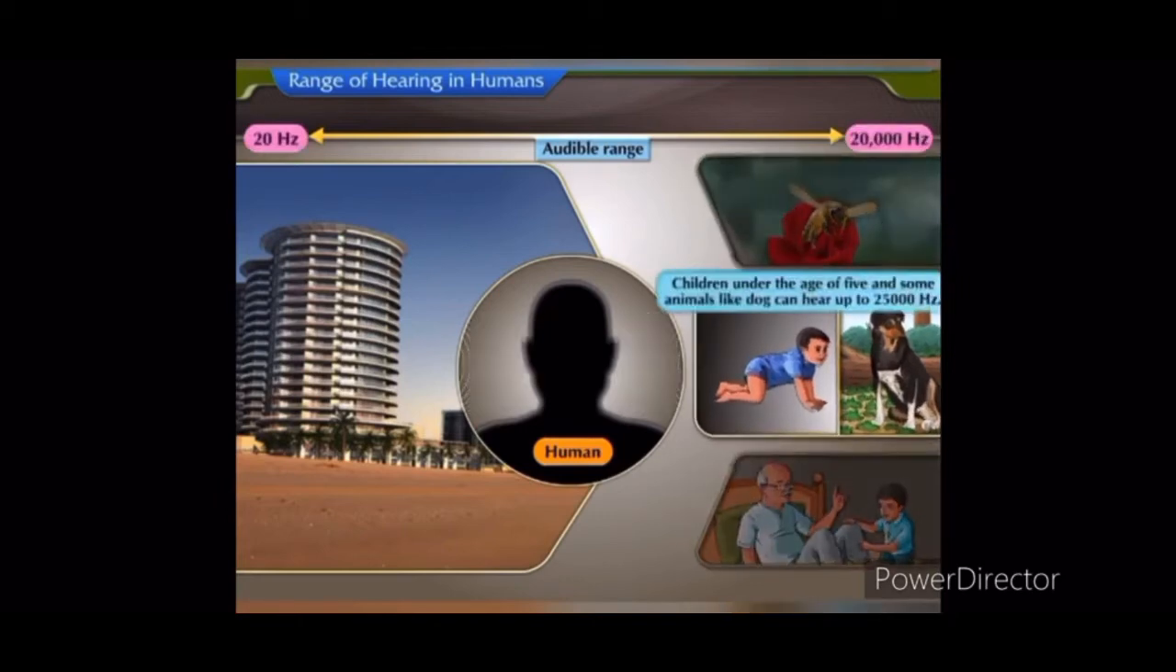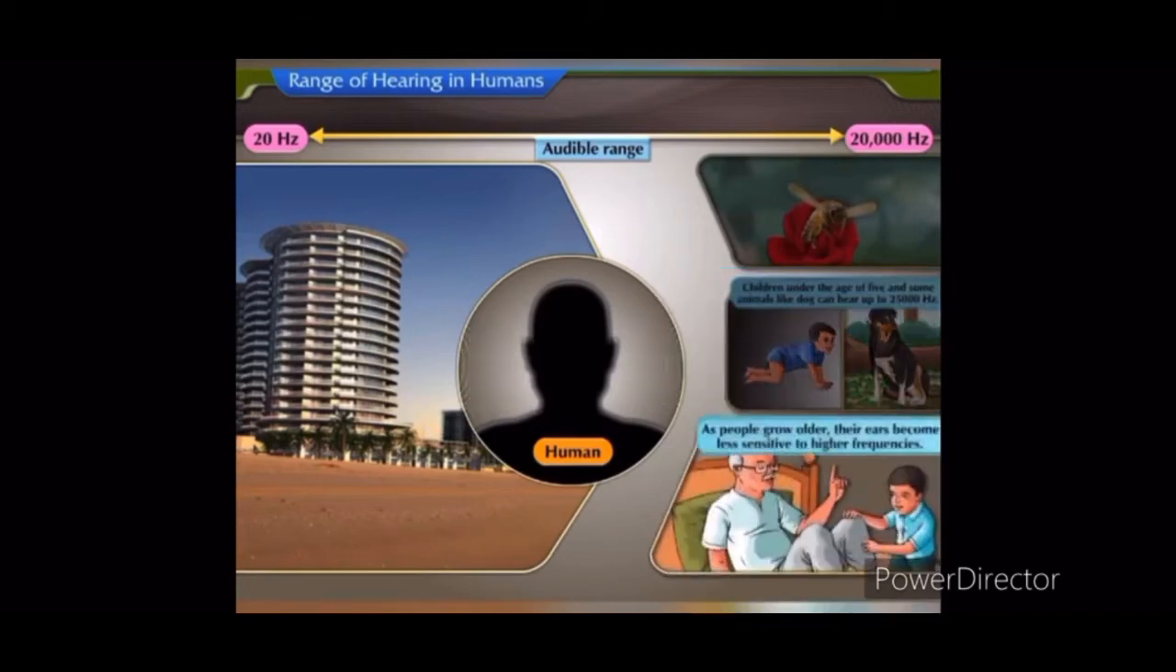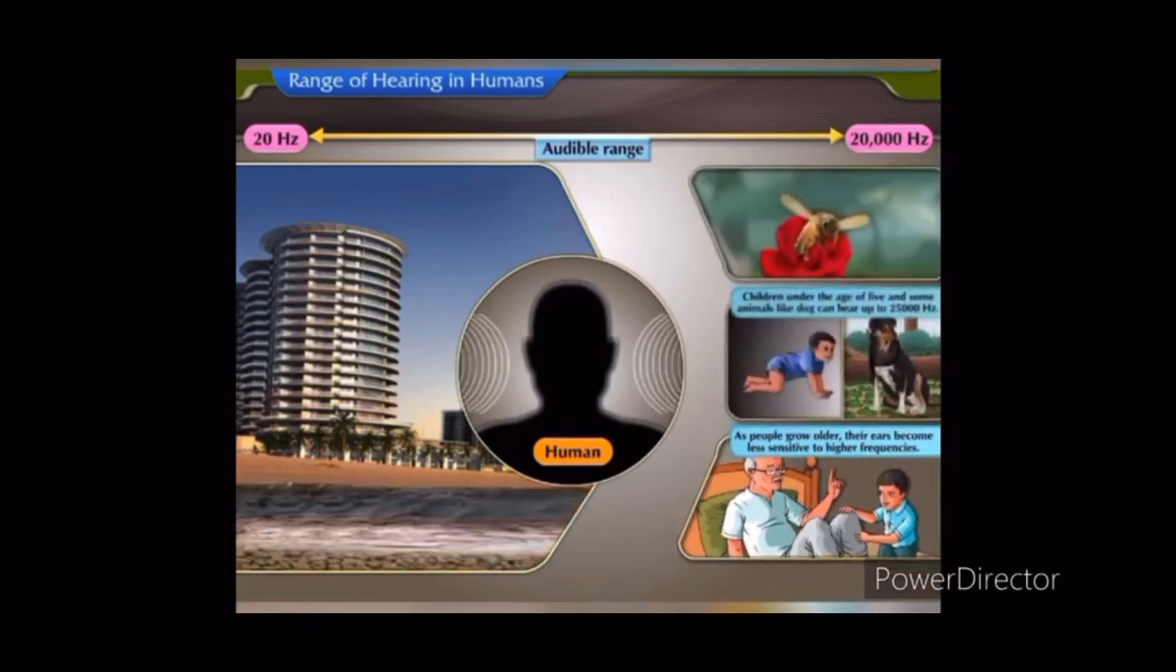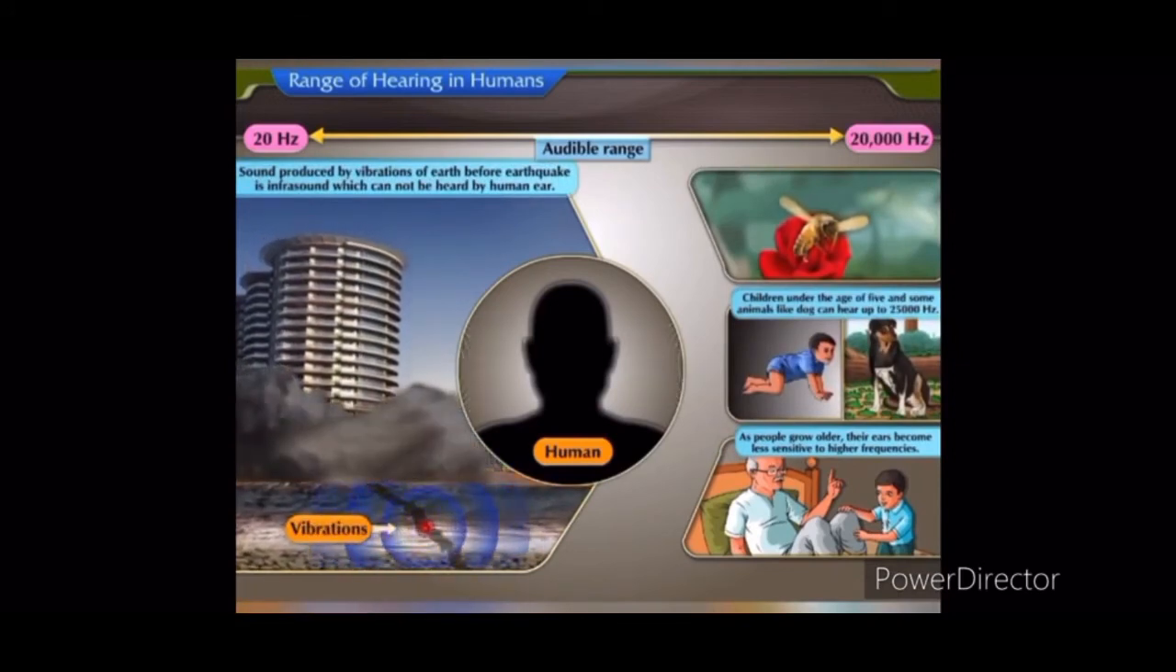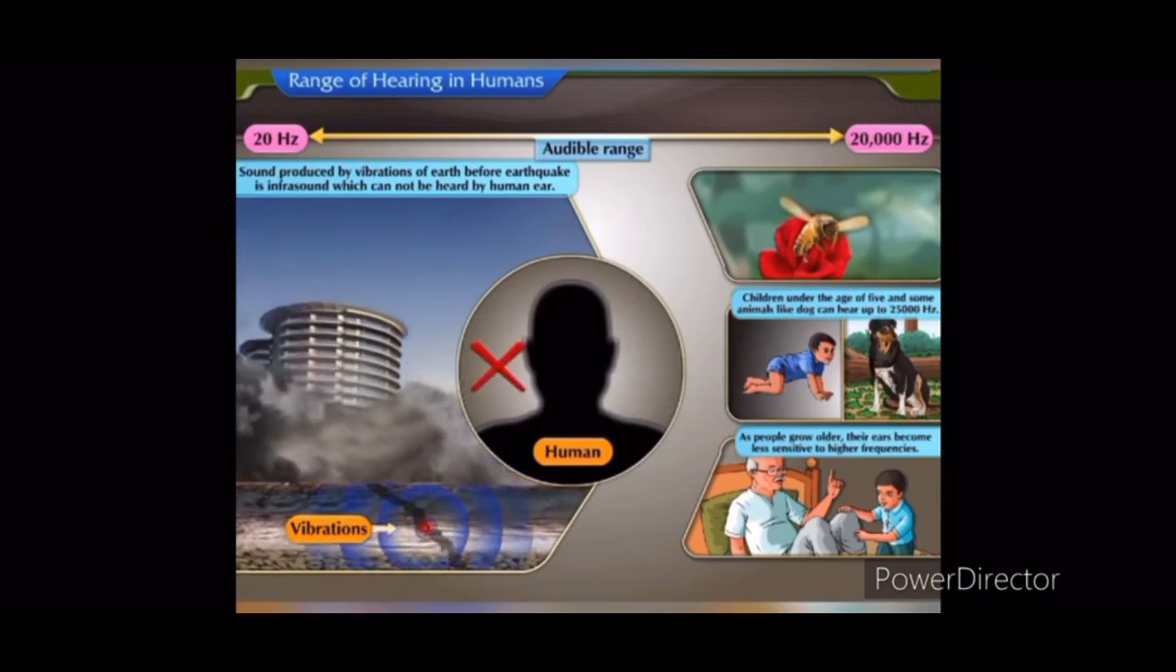Children under the age of 5 and some animals like dogs can hear up to 25,000 hertz. As people grow older, their ears become less sensitive to higher frequencies. Sound produced by vibrations of earth before an earthquake is infrasound, which cannot be heard by human beings.